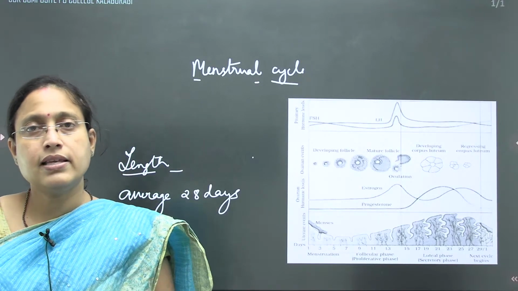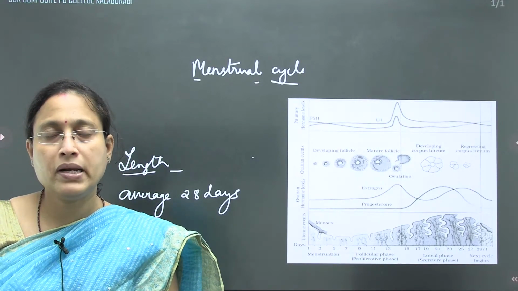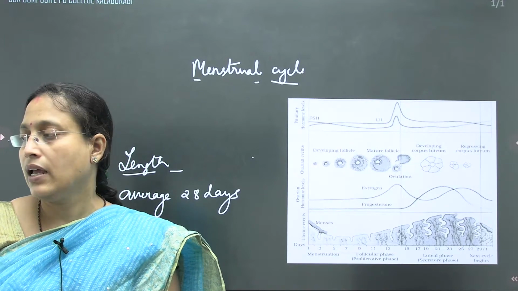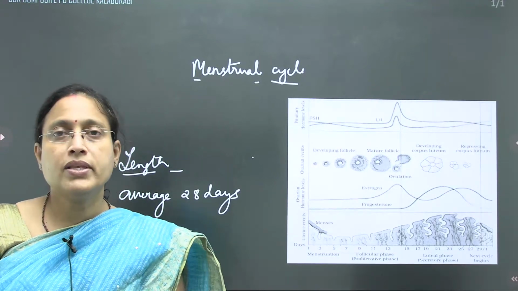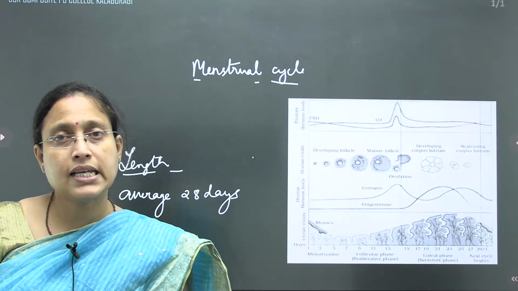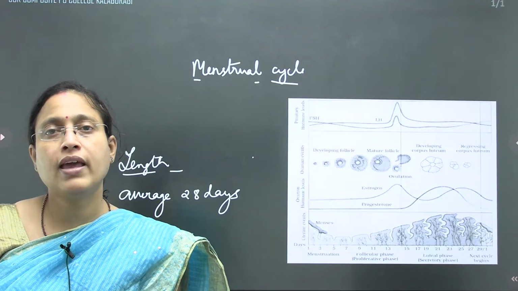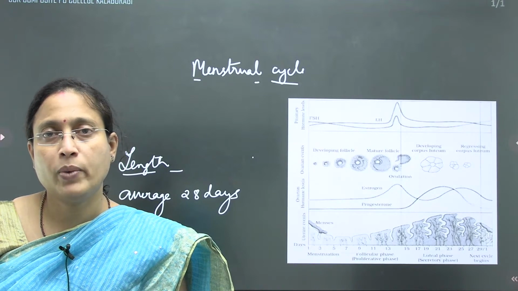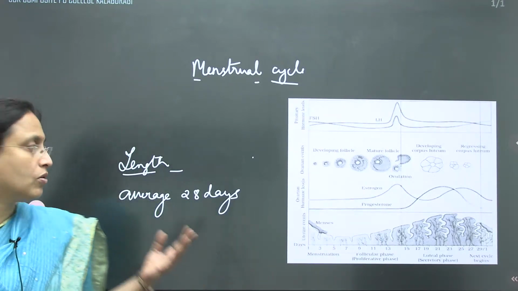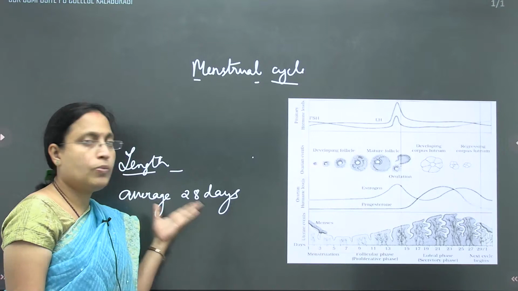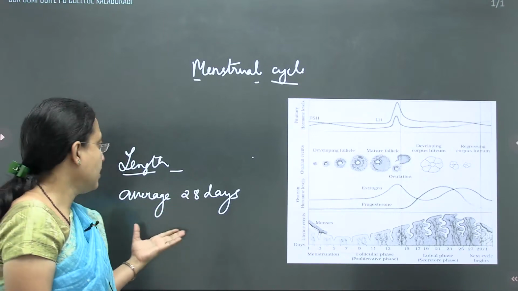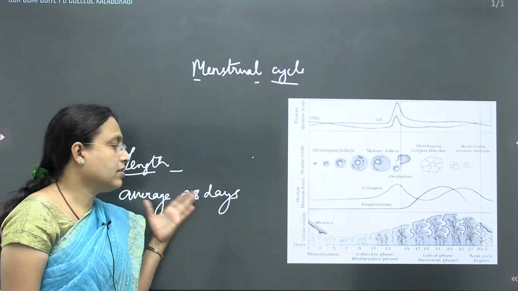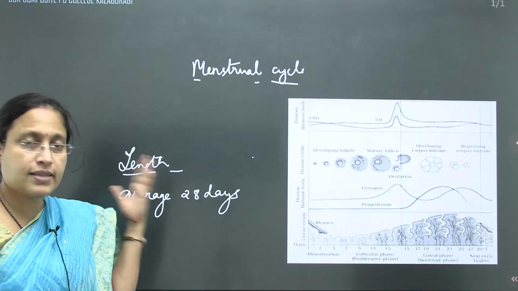So is it 28 days for all women or might it slightly vary? It will vary. The length of the menstrual cycle can be less than 28 days in some women or more than 28 days in some women. But this is an average, the general normal number of days. That is the length of the menstrual cycle.